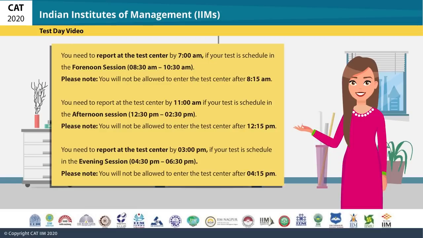You need to report at the test center by 7 a.m. if your test is scheduled in the forenoon session, that is 8:30 a.m. to 10:30 a.m. Please note that you will not be allowed to enter the test center after 8:15 a.m. You need to report at the test center by 11 a.m. if your test is scheduled in the afternoon session, that is 12:30 p.m. to 2:30 p.m. Please note that you will not be allowed to enter the test center after 12:15 p.m. You need to report at the test center by 3 p.m. if your test is scheduled in the evening session, that is 4:30 p.m. to 6:30 p.m. Please note that you will not be allowed to enter the test center after 4:15 p.m.